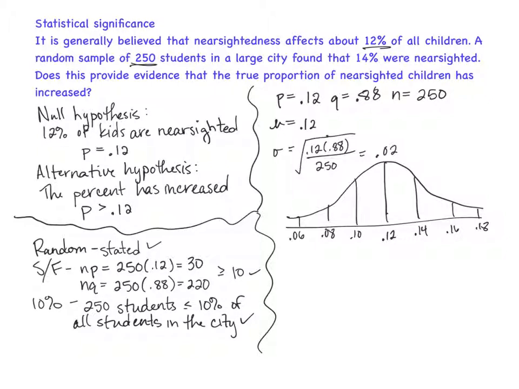So again, this is saying that of samples of 250, 68% would be between 10 and 14%, 95% would be between 0.08 and 0.16, and almost all of them, 99.7%, would be between 0.06 and 0.18. All right, if I'm labeling this correctly, this would be a proportion of nearsighted kids. Always important to label.